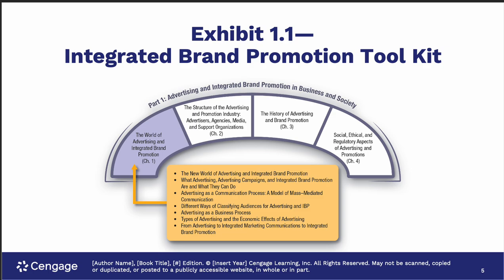So part 1 is advertising and integrated brand promotion in business and society. It covers a very broad spectrum of things, not in a great amount of detail, but in an introductory fashion. So this first chapter is the world of advertising and integrated brand promotion, and in the yellow box you'll see the topics covered. And then it will build on that. It will talk about structure in chapter 2, and so on.